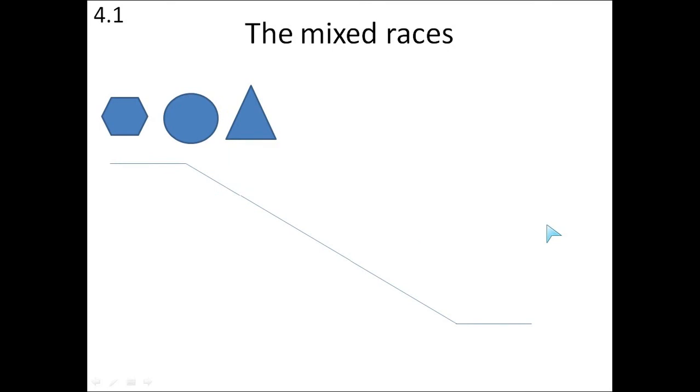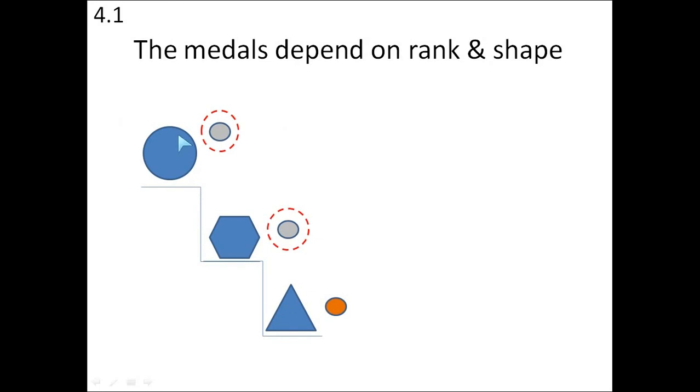And if we had a mixed race, then you could imagine here you'd know who would win. It would be the circle, then probably the hexagon, and then in third place would be the triangle. So the first place will go to the circle, and the circle will get a silver medal. Why? Because it's a curved shape, and curved shapes in first place get silver. The straight edge shape will get a silver medal as well, because straight-edged shapes in second place get silver, and the triangle gets bronze.